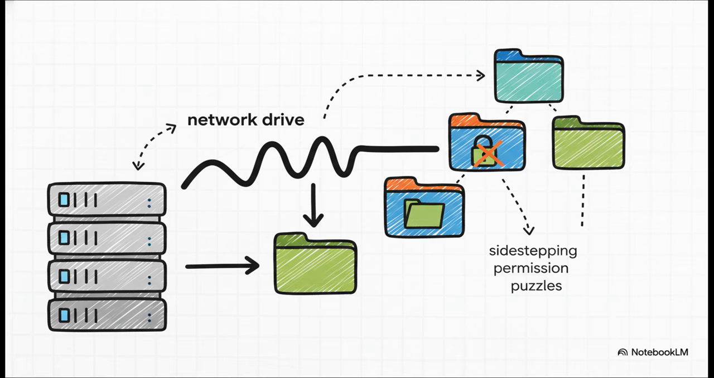You mount the network drive once on the main server, the host itself. Then you just pass that folder along to your containers. And to the container, it just looks like a regular local folder. And poof, all those permission headaches, they just vanish.